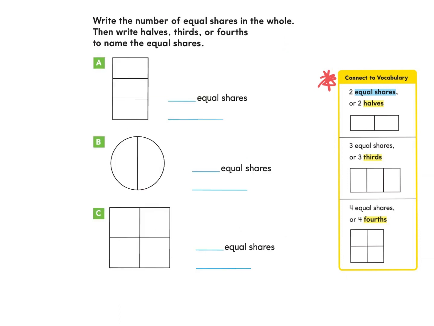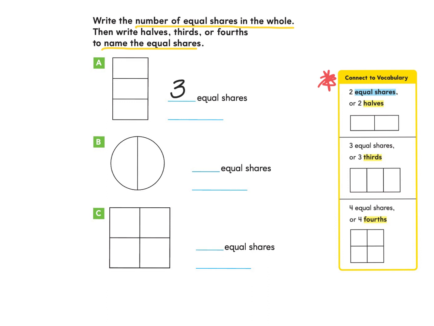Great work. On the next page, page 548, we will write the number of equal shares in the whole. Then write halves, thirds, or fourths to name the equal shares. You may want to pause this video and try parts A, B, and C on your own and come back to check your answers. Or you can follow along with me. Okay, let's take a look at part A. Here we have a rectangle. The rectangle has 1, 2, 3 equal shares. Let's write that in. 3 equal shares.